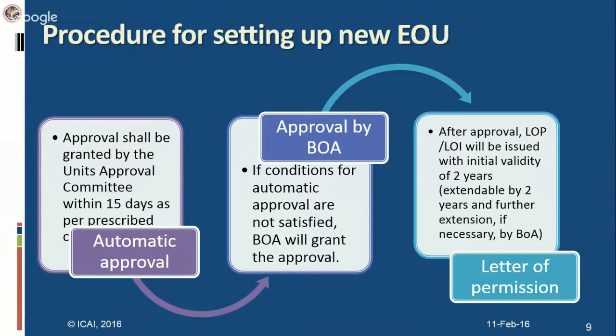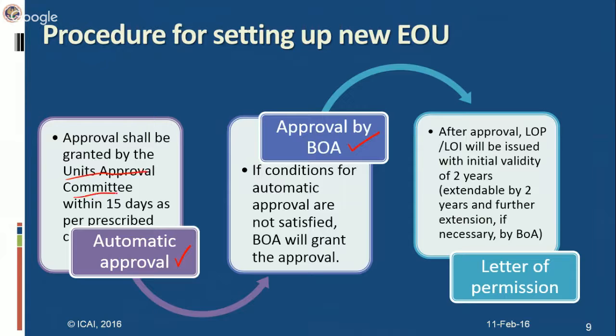Now we come to the procedure for setting up a new EOU. First of all, there are two types of approvals. Automatic approval. In case you don't get the automatic approval, you have to get the approval by the Board of Approvals, which we just discussed, that grants the approval in certain cases. Automatic approval requires certain conditions to be fulfilled. In case those conditions are fulfilled, then you will get the approval from the Units Approval Committee.